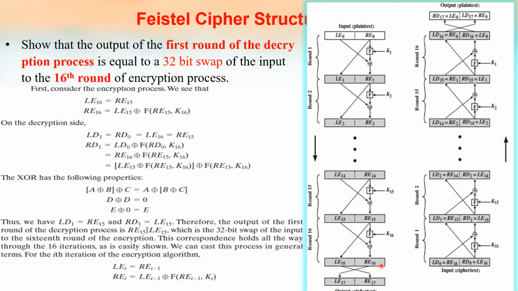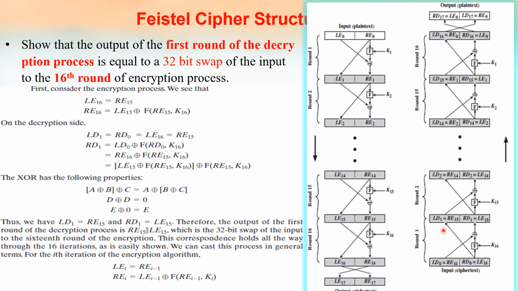Then what is RE16? How will I obtain RE16? I obtain RE16 by LE15 XOR F of RE15, comma K16. That I have written here. RE16 is equal to LE15 XOR F of RE15, comma K16. So that I have written down from the encryption side. Now I can see the decryption side. On the decryption side, this part I have to prove. That is, it is the swap of this one. So I will write the LD1.